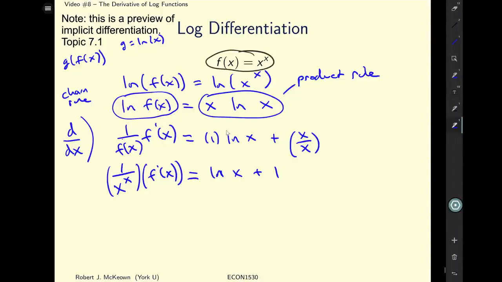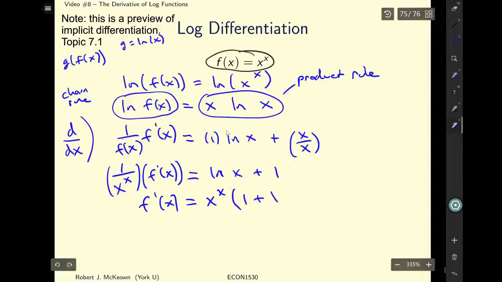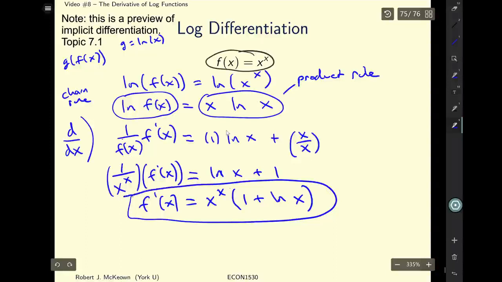And I want to move my x to the power of x to the right-hand side. So I'm going to multiply both sides by x to the power of x. And I was able to find the derivative of this function by using log differentiation. And log differentiation is very, very handy.